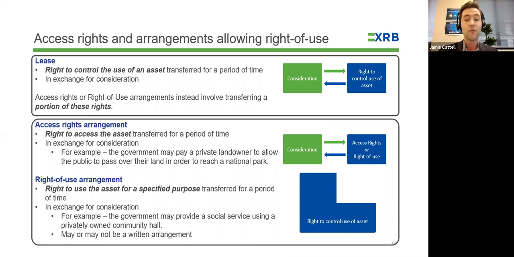These arrangements may or may not be linked to a specific property. For example, the third party from which you are leasing or renting may be able to substitute it for another property. So it's difficult to say that the rights to an asset are being transferred when it's actually just something being provided that happens to be an asset and you're using it for something.